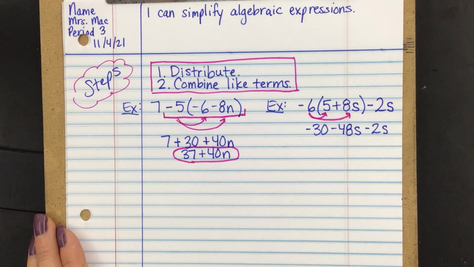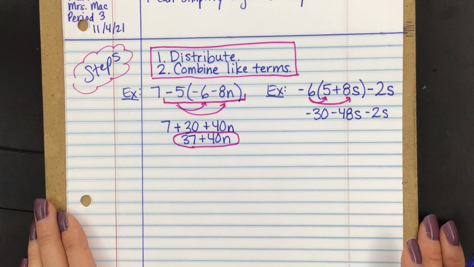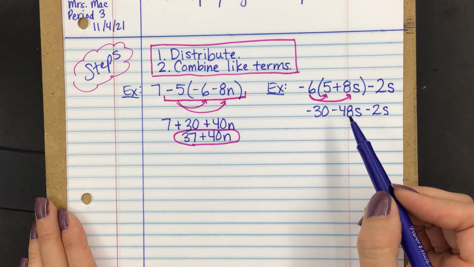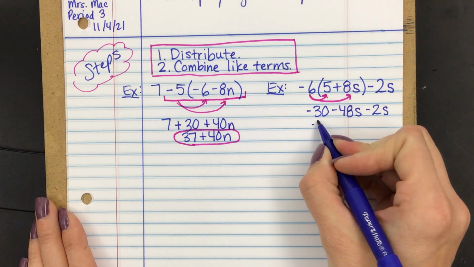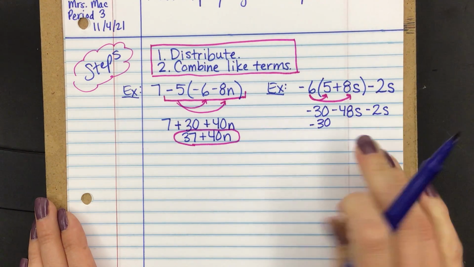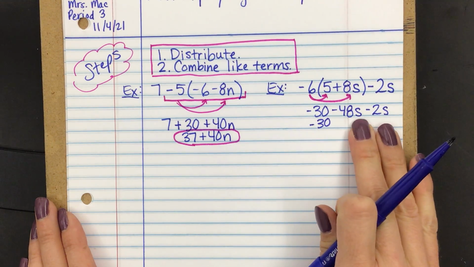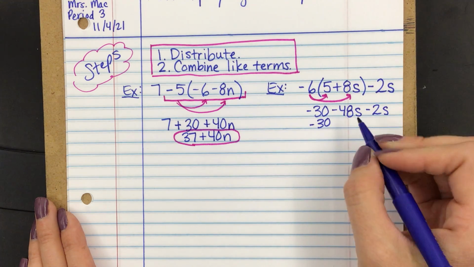Now we can combine like terms. There's only one constant. It doesn't have a buddy, so we can just write that down. But these both have an s. These both have the same variables, so this is going to be negative 50s.